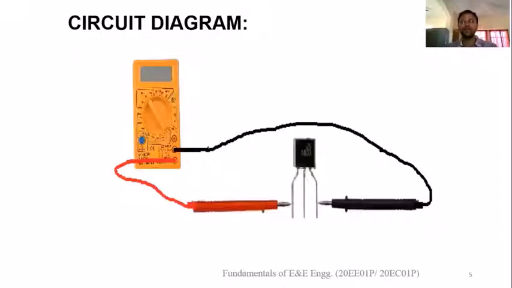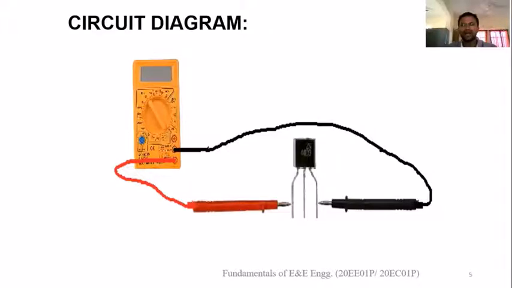And the circuit diagram of the first part of the experiment, that is to test the transistor terminals and test its proper working functionality. I have used a digital multimeter here. This is just a representative picture, not exactly a circuit diagram, because you don't find a circuit diagram for part A of the experiment. So I have taken an image of a transistor, and there are 3 terminals in the transistor, that is emitter, base and collector.